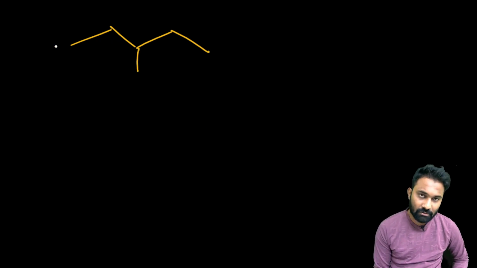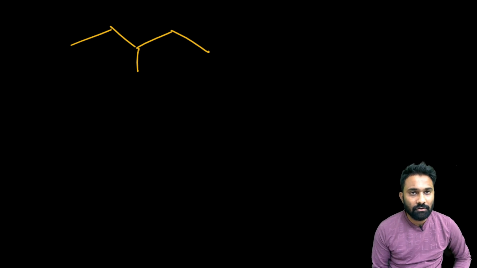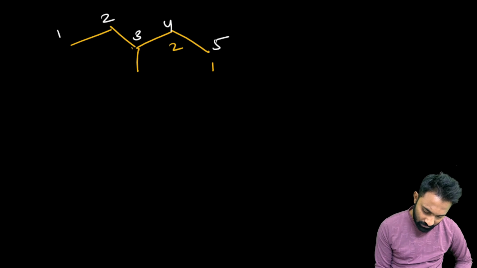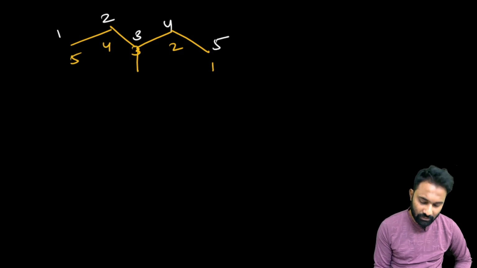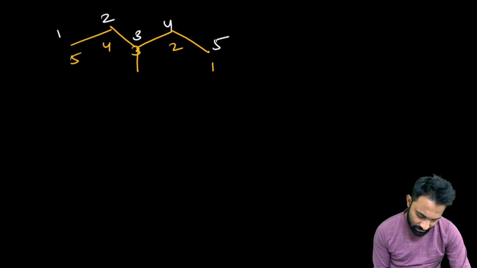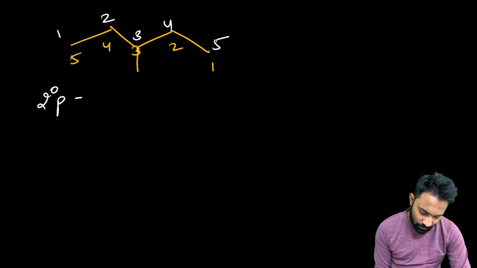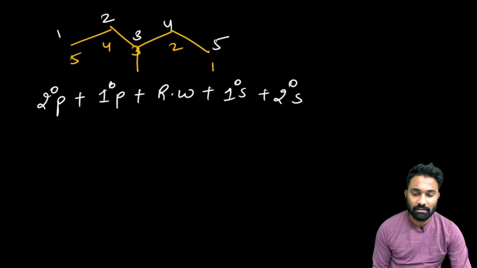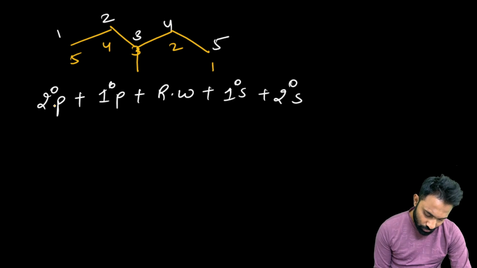Either you give the numbering from left to right or right to left, everywhere the substituent is getting the same number. If I give the numbering from here 1, 2, 3, 4, 5, the substituent is getting 3. From the other side also, 1, 2, 3, 4, 5, the numbering is the same. So how to start the naming of this compound? First write the formula of the IUPAC: 2 degree prefix plus 1 degree prefix plus root word plus 1 degree suffix plus 2 degree suffix. Done? Now you see, first one, 2 degree prefix is there.